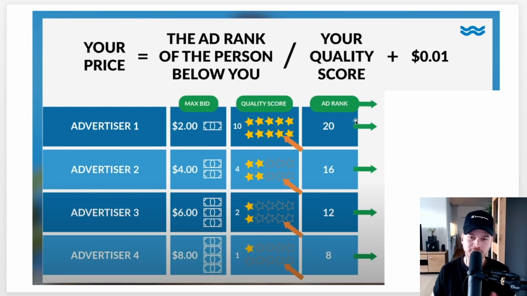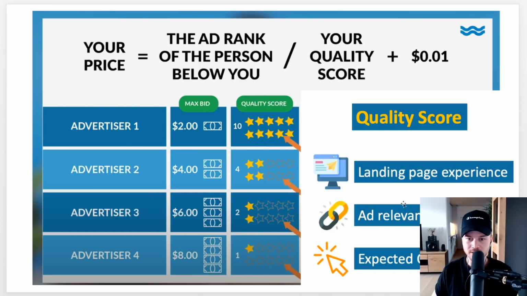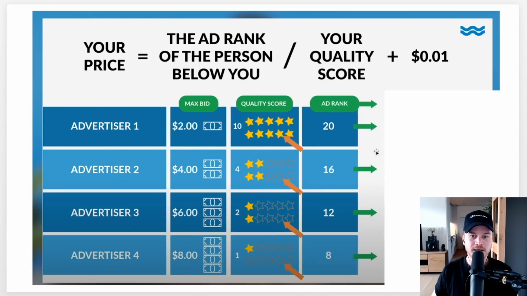Now, how does Google define your ad rank? It's actually a formula: max bid times quality score. Your max bid for advertiser number 1 is $2. Quality score is 10 because they have very good ads, very high relevancy, and very high expected CTR. They get an ad rank of 20, which is higher than the other advertisers, so they get the first place on Google. Advertiser number 2 has a max bid of $4, but only a 4 out of 10 quality score, so 4 times 4 is 16. They get an ad rank of 16, so they are below the first advertiser.